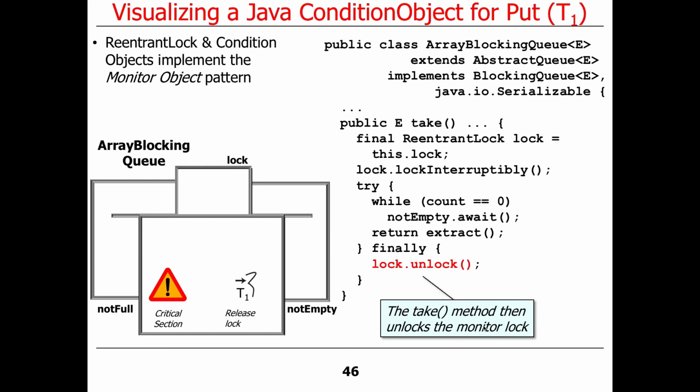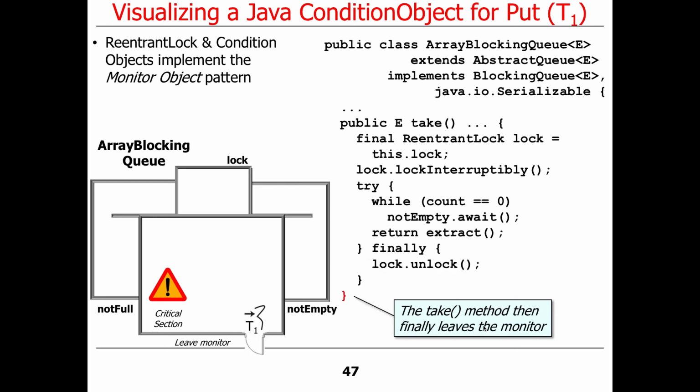That item will be returned by the take method, but in the finally block, we unlock the lock. That allows the thread to leave the monitor, and then allows the monitor to be accessed. The monitor lock is now available, so someone else can come along and try to do a put or take.